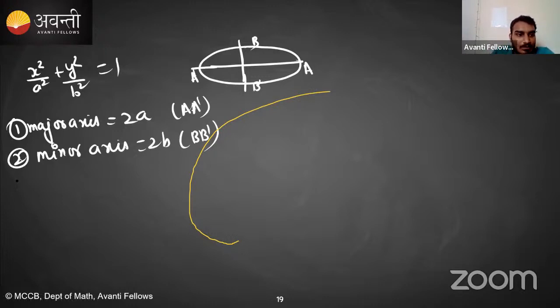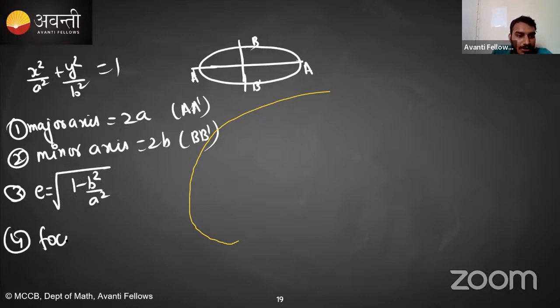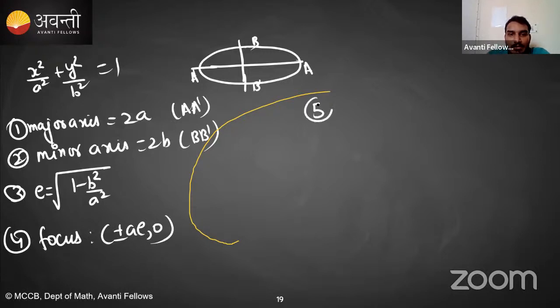Third is, what is the eccentricity? Eccentricity is under root of 1 minus b square upon a square. Clear? Fourth is focus. Coordinates of focus are plus minus ae comma 0. Clear? Fifth is directrix. What is the directrix? x is equal to plus minus a by e.